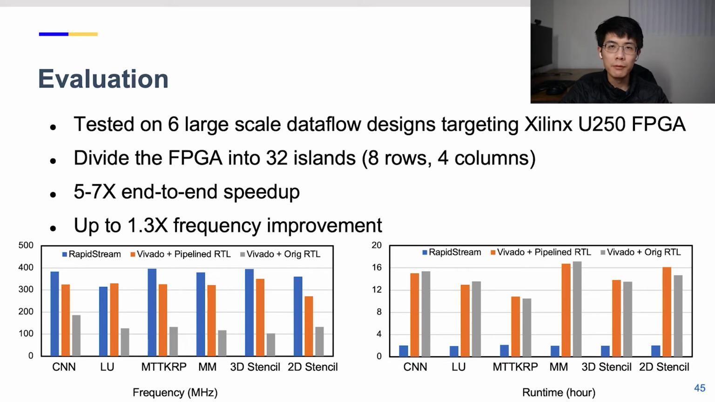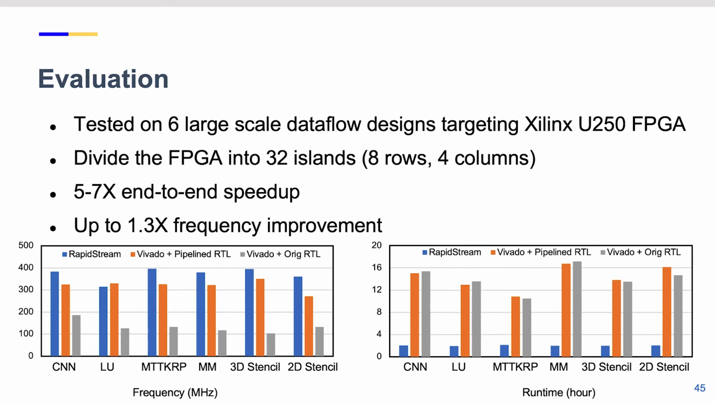Now let me present the evaluation of our flow. We test on 6 large-scale dataflow designs on the Xilinx U250 FPGA. Results show that we achieve a 5 to 7 times end-to-end speedup with up to 1.3 times frequency improvement. The left and the right figures show the frequency and runtime comparison of RapidStream versus Vivado, where the blue bars represent the results of RapidStream. As you can see, RapidStream achieves better frequency while being significantly faster than the Vivado flow.